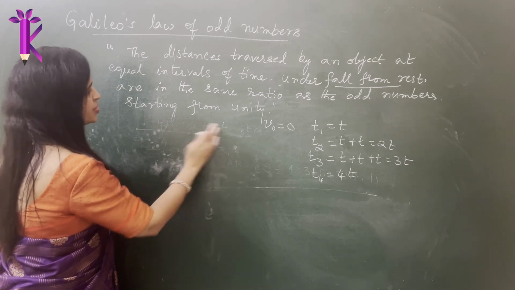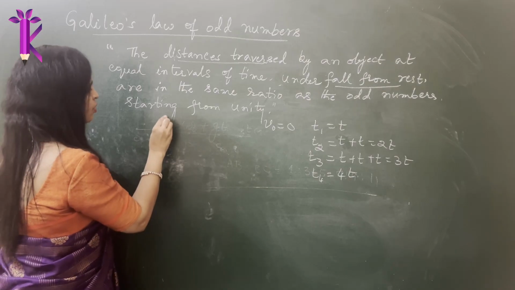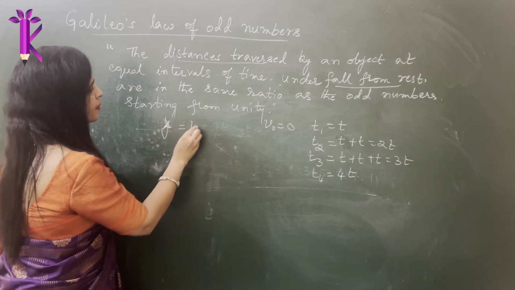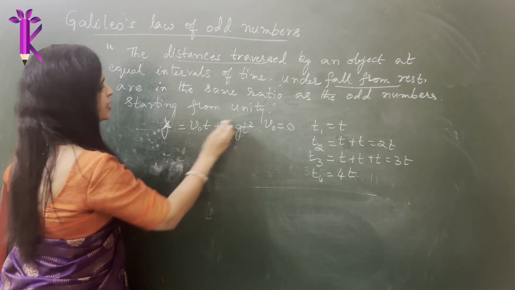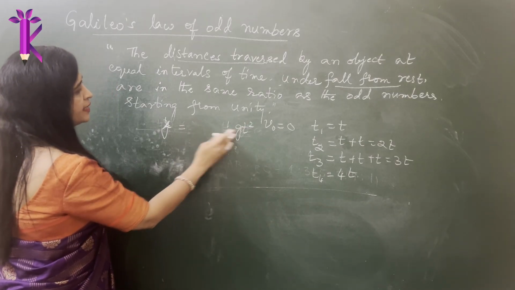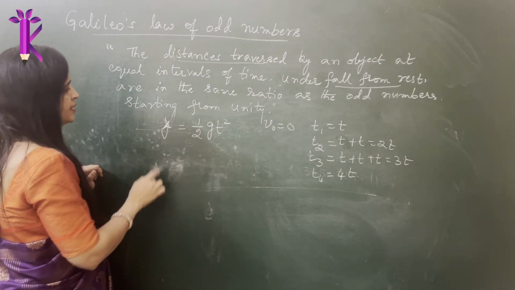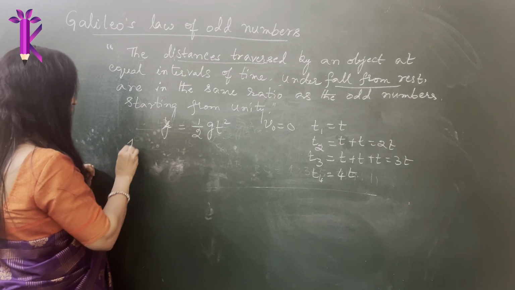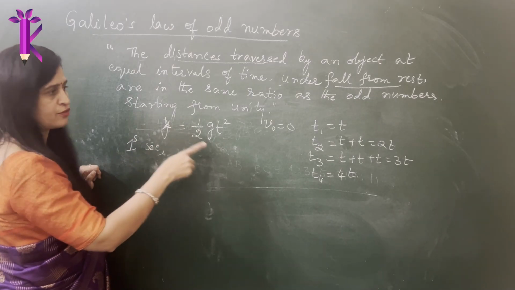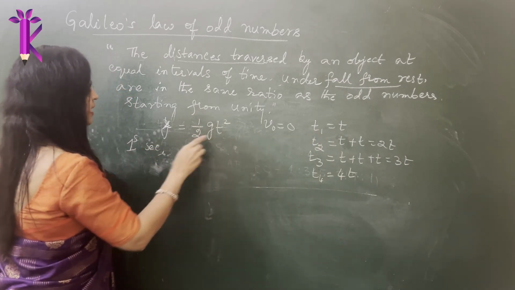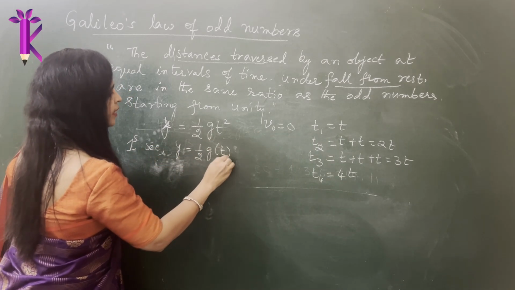Let's not use this equation. We are talking about distance traversed, so let's use this equation: y is equal to v naught t plus half gt square. V naught is 0, so you do not have this quantity. You directly can write it as half gt square, right? During the first second of the motion, you substitute the value of t as t. So y will be simply equal to half into g into t square.